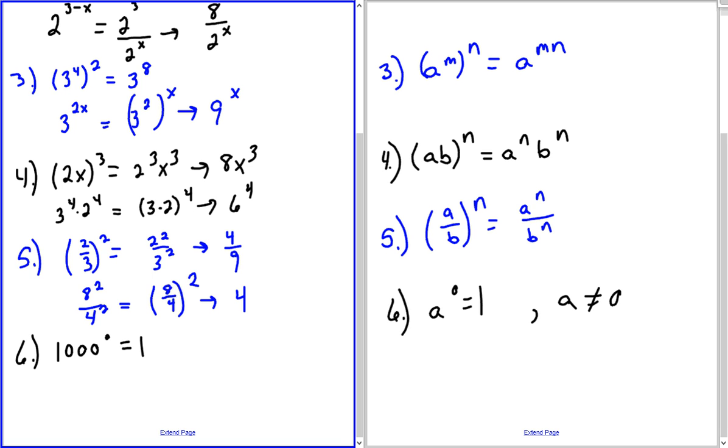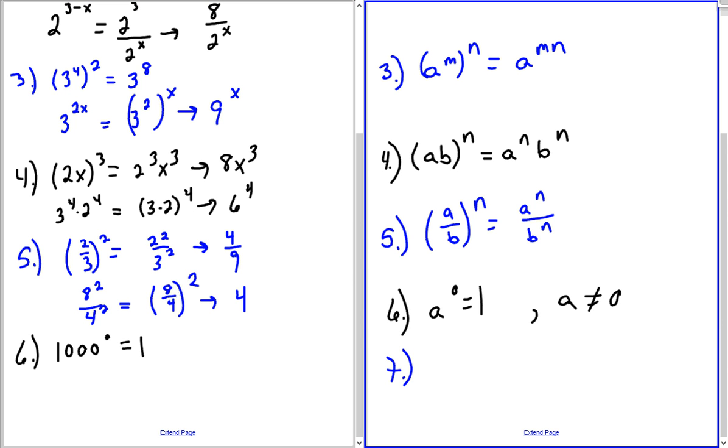Seventh property. This one might be new. I'm not sure if you've learned this in the past. So some of you will have and some of you will not have. It just completely depends. So we're going to do this one, and then hopefully these types of problems will make more sense to you. So a to the negative n is equivalent to 1 over a to the n power.